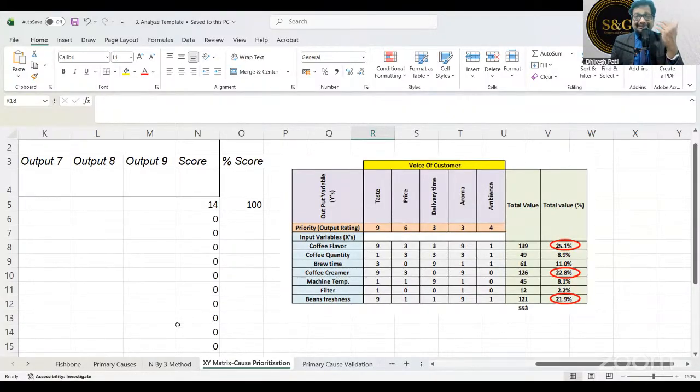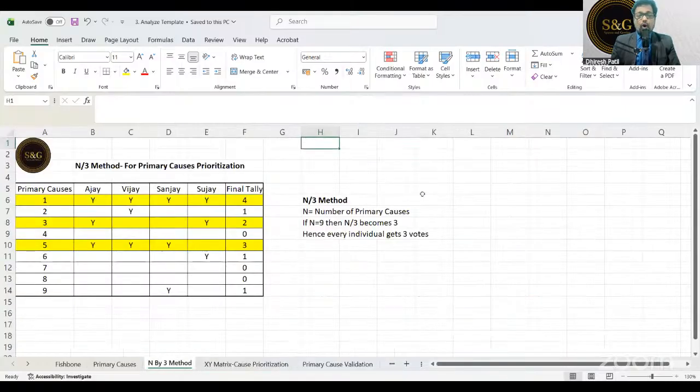There is a second way, which is called the n by 3 method. Now n by 3 is used for solution prioritization. N by 3 can be used for cause prioritization as well. So here we are using the n by 3 method for primary cause prioritization. Either XY matrix or n by 3, you can use either of these. I would prefer the XY matrix, because it has some added advantage. Yes, this is also newly added. Very good, good observation, Kiranji.